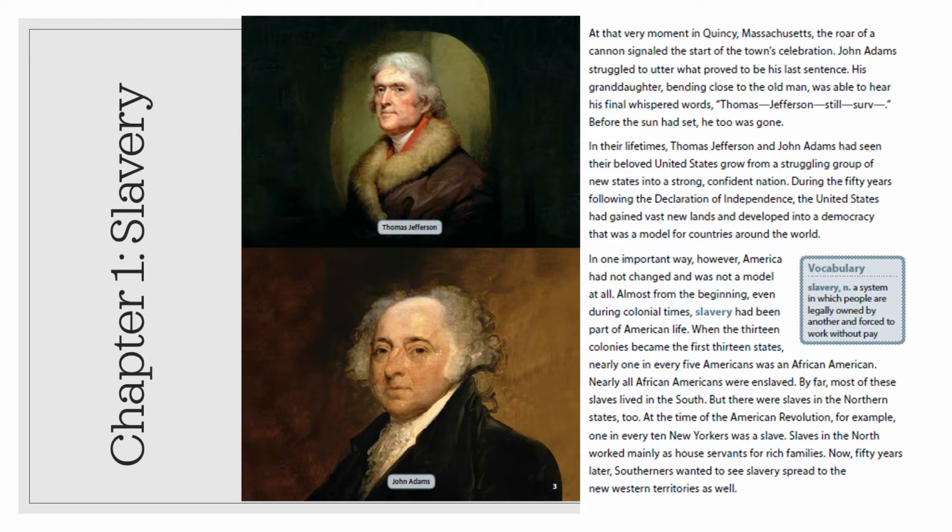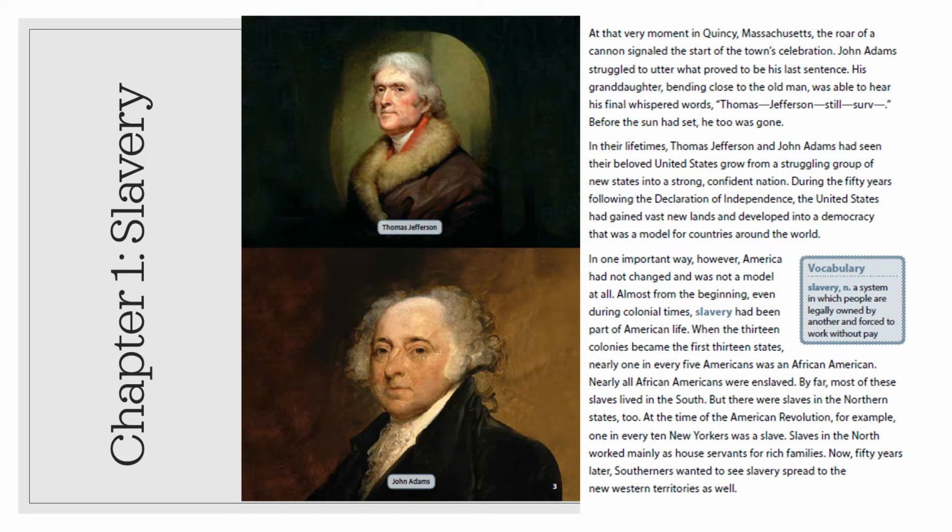At that very moment in Quincy, Massachusetts, the roar of a cannon signaled the start of the town's celebration. John Adams struggled to utter what proved to be his last sentence. His granddaughter, bending close to the old man, was able to hear his final whispered words. "Thomas Jefferson still, sir." Before the sun had set, he too was gone.